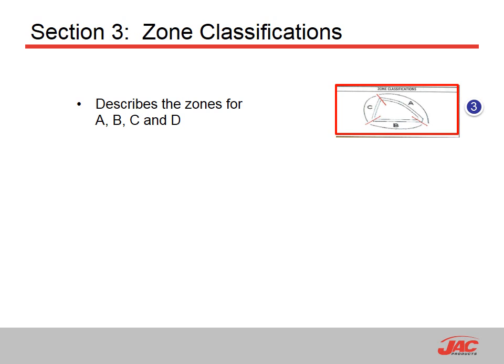Zone classifications in Section 3 are very important. This is a picture of the part that shows you what type of surface each area of the part is classified as. Without this, you would not know what acceptance criteria to follow.